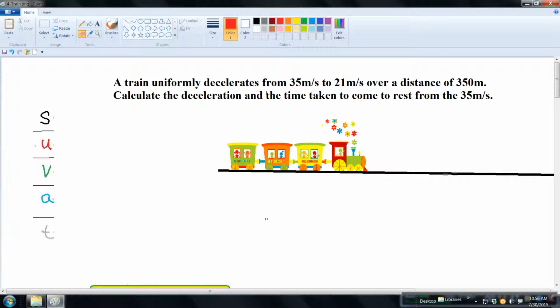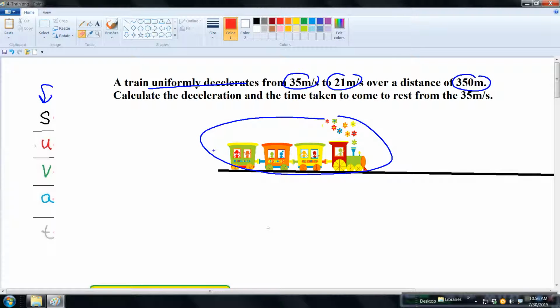We've got a choo-choo train uniformly decelerating from 35 meters per second to 21 meters per second over a distance of 350 meters. Calculate the deceleration and the time taken to come to rest from 35 meters per second. Okay, first thing we want to do is make sure that our object here is under continuous acceleration or deceleration, and it says so in the problem. So we've got a kinematic problem here, and we've got 3 bits of information. So step 1 is write SUVAT vertically.